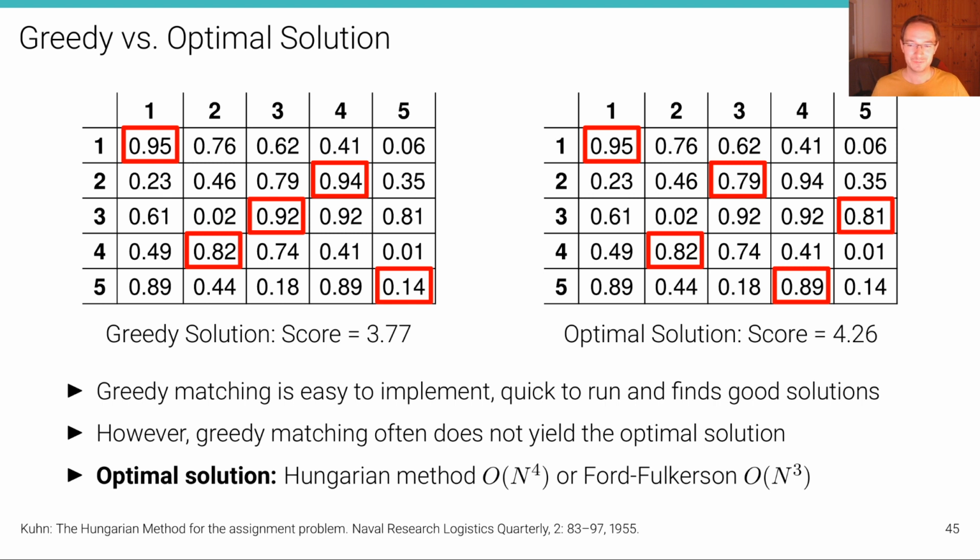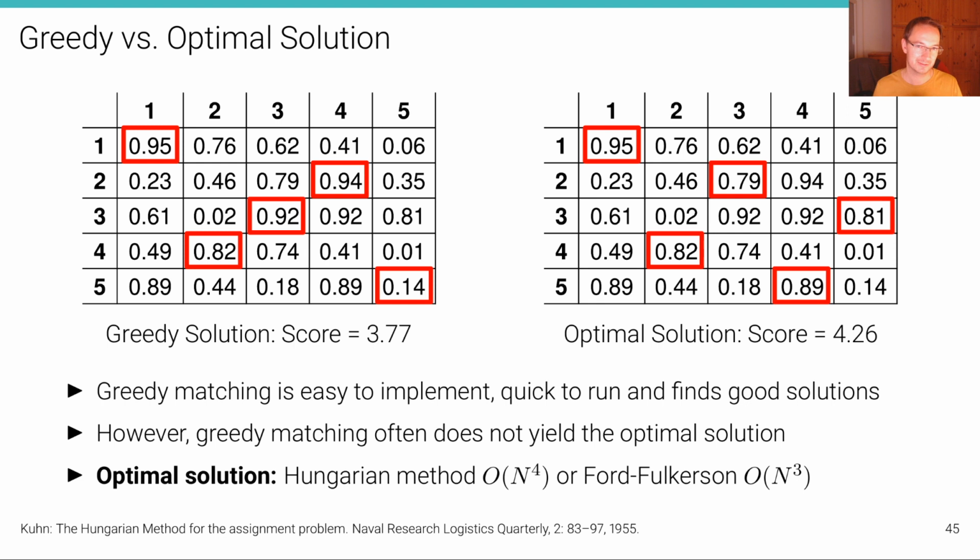How can we find the optimal solution? As mentioned before, there are luckily algorithms in the graph community that can solve this for us optimally in polynomial time. One of the earliest methods is called the Hungarian method, and it has quadratic complexity. And a little bit later, Ford-Fulkerson proposed an algorithm with only cubic time complexity. And so these algorithms can deliver solutions fast, and that's why they are frequently used for frame-to-frame tracking or bipartite matching.